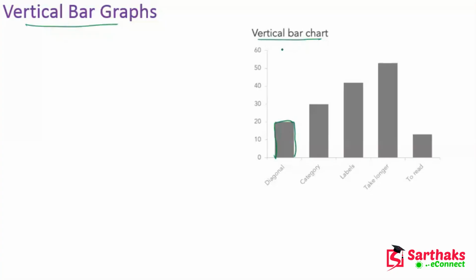Okay, I hope you understand these things. So the bars denote the measures of data. Such graphs are called vertical bar graphs. The data is represented along the y-axis of the graph. Here you can see the data are represented along the y-axis, and the height of the bar shows the values. So we can say this is the vertical bar graph. Okay, I hope you understand these things.